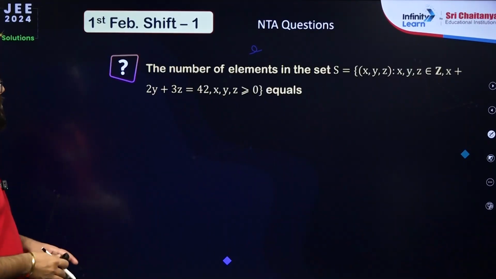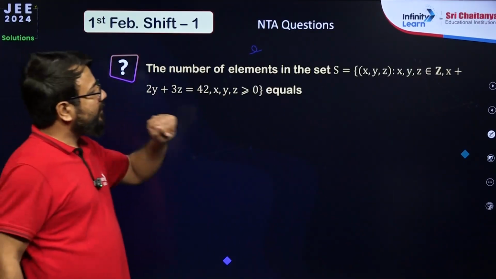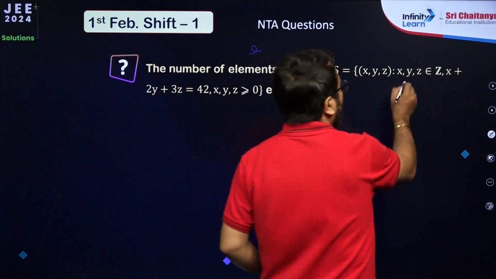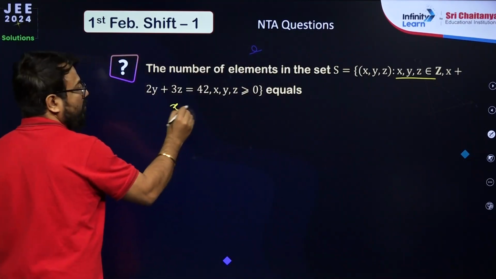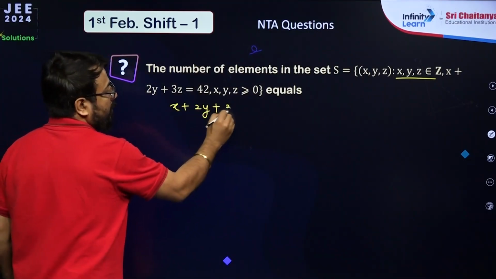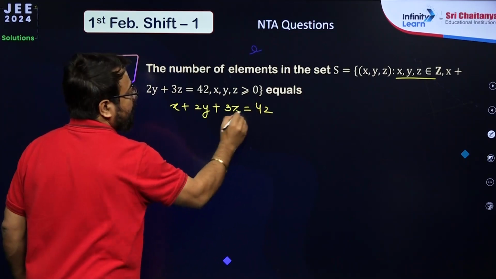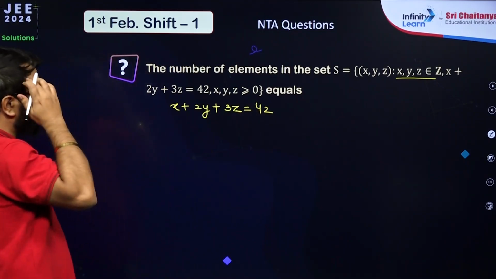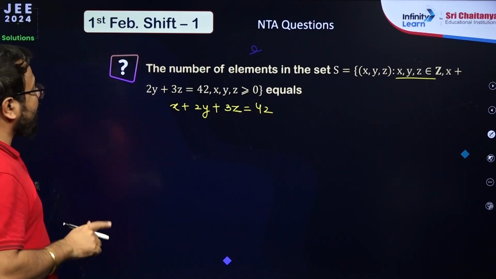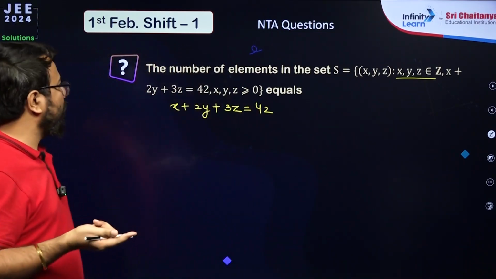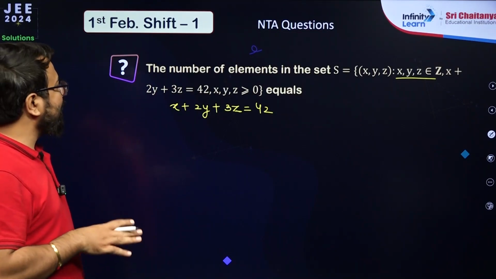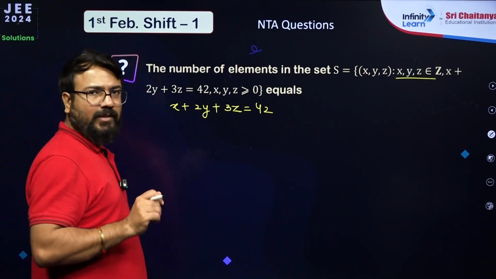Linear differential equation. Number of elements in this set x, where x, y, z belong to integers: x plus 2y plus 3z is equal to 42. Are you getting my point? This is 42. x plus 2y plus 3z is equal to 42. x, y, z are all greater than or equal to 0. And the number of elements in the set x which satisfy this equation we need to determine.